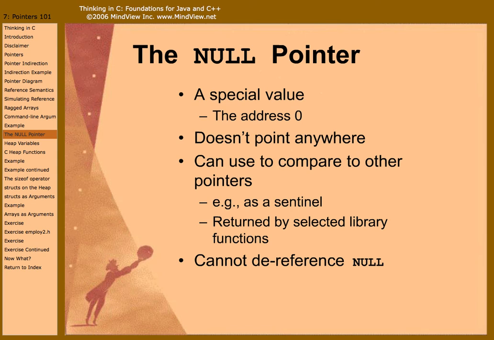For example, some functions will return null to let you know that the function failed to do what it was supposed to do, or that it hit end of file, depending on the function. So just keep in mind that you can't dereference null because it's not a valid pointer. It's strictly used for comparison purposes.